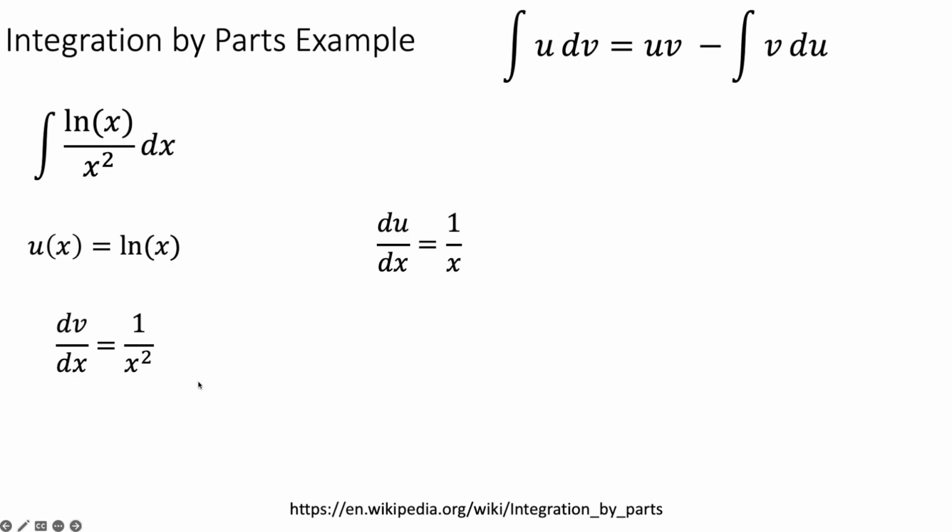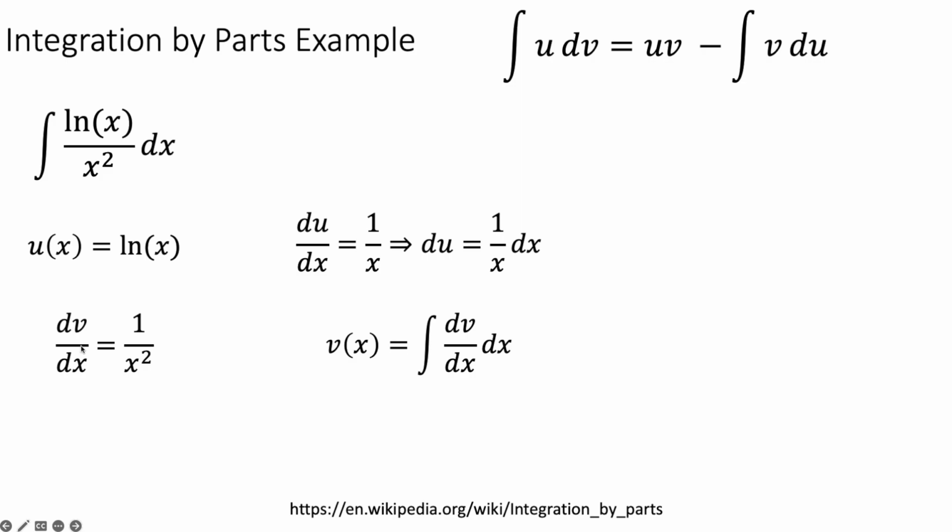Now looking at the right side, I need this du here. Well, du/dx, if this is u, the derivative of the natural log of x is 1 over x. So du/dx is 1 over x, and I want du, so I can say that du equals 1 over x dx, if I just multiply both sides by dx. Now I've figured out what du is. It's 1 over x dx. Cool. So now I need v.